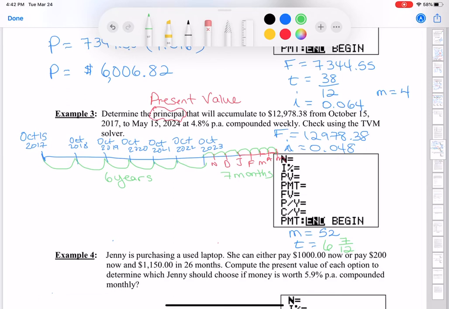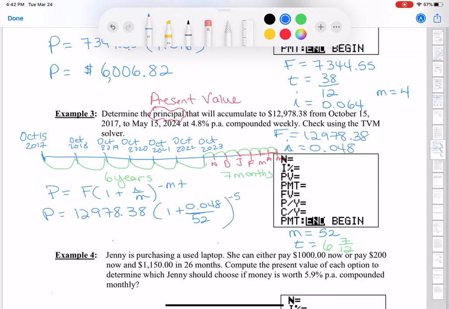Now we have everything that we need for our formula. We can substitute in our present value formula. Our future value is $12,978.38. Our interest rate is 0.048 over our M of 52. And our negative exponent is 52 times 6 and 7/12.